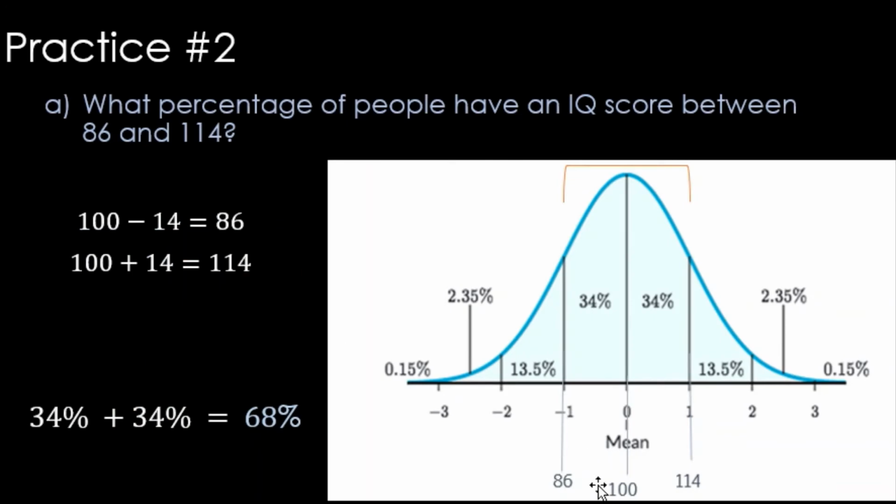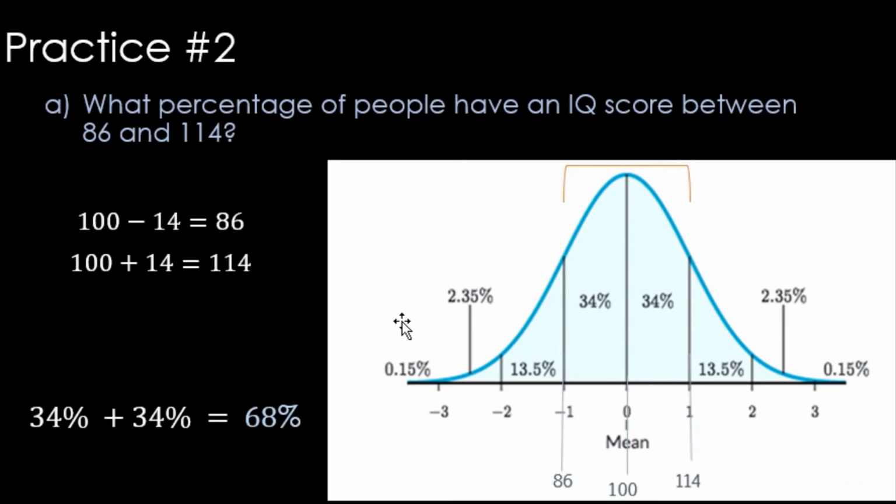The mean is 100, so we place this value in the center. Next, since the standard deviation is 14, we find the values of the tick marks on either side of the mean by adding and subtracting 14 from 100. 100 minus 14 equals 86. 100 plus 14 is 114. So we know a score of 86 is 1 standard deviation below the mean, and a score of 114 is 1 standard deviation above the mean.